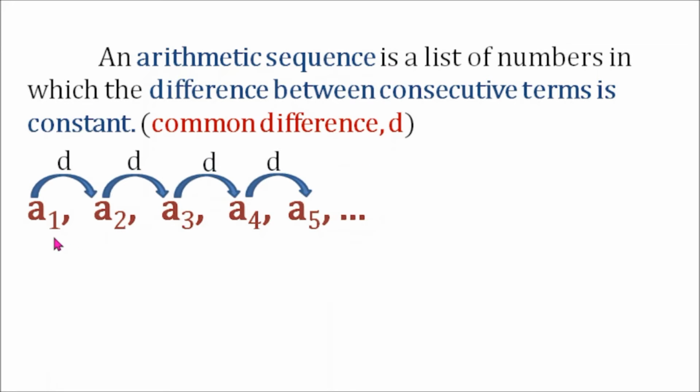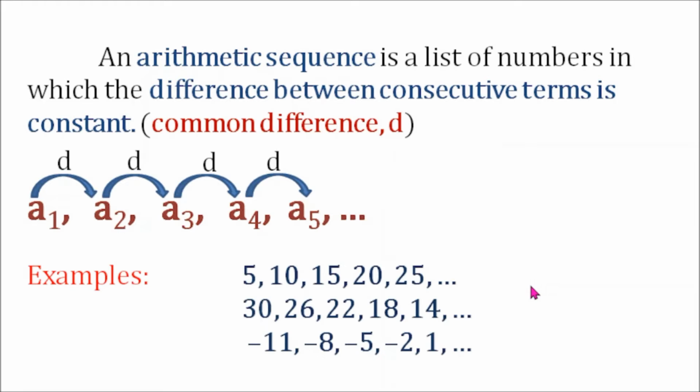So the terms in a sequence are a1, a2, a3, a4, a5, and so on. This means that the difference between a1 and a2 is the same difference between a2 and a3, and between a3 and a4, between a4 and a5, and so on.